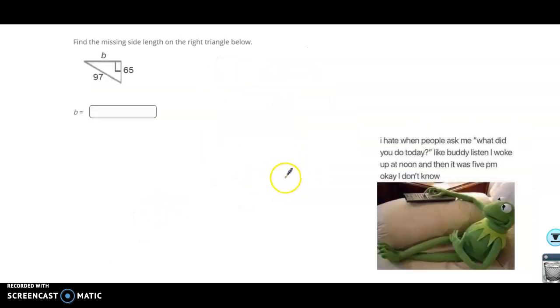Here's problem number 2. I love Kermit. I hate when people ask me, what did you do today? Like, listen, buddy, I woke up at noon and then it was 5 p.m. and I just don't even know.